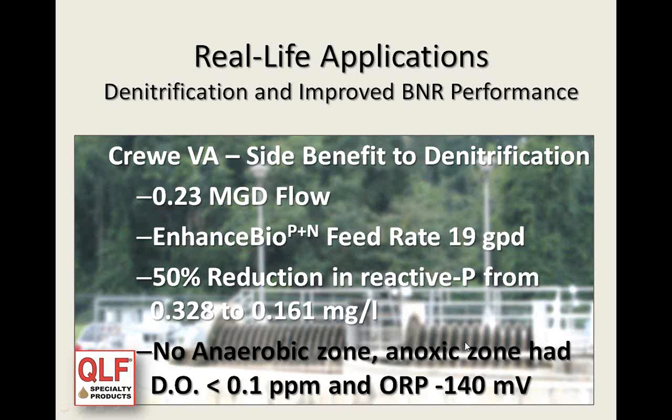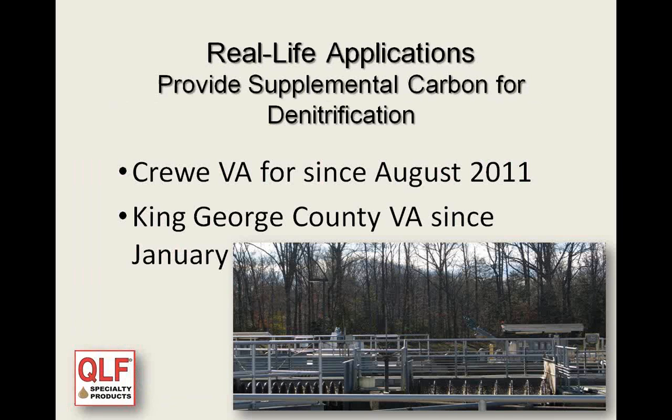This is the plant that has no anaerobic zone, it's just an anoxic zone, and we still got BioP with that anoxic zone. The DO in that anoxic zone was less than 1 milligram per liter, and ORP was a negative 140 millivolts. We've supplied Crew since August of 2011 and King George County since January, and King George County now has 3 treatment plants that we're supplying.